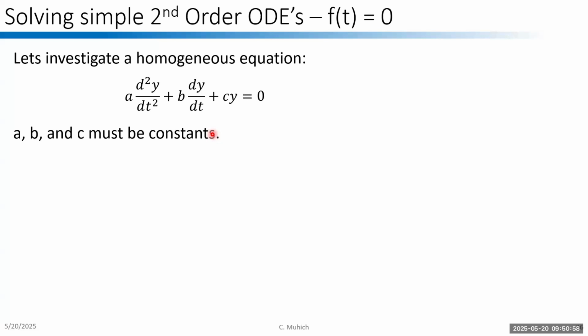Okay, let's look at what's called a homogeneous equation. This is when I have only terms that have these y's in there. There are no t's sitting by themselves, and these a, b, and c must be constant. So I have a d squared y/dt squared plus b dy/dt plus cy equals 0. We're going to solve this by assuming a solution, and that solution is going to have the form y of t equals e to the r t, where r is some constant. This is our assumption of what the form is going to look like.